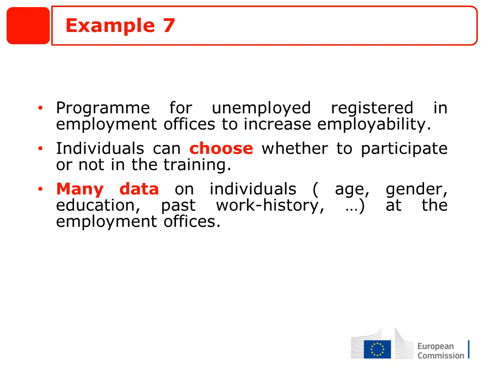Example 7. Consider a voluntary training program for unemployed aimed at increasing employability. Individuals registered in an employment office have to choose if participating or not in training programs. The employment registry holds many pieces of information on individuals, such as age, gender, and past work history.